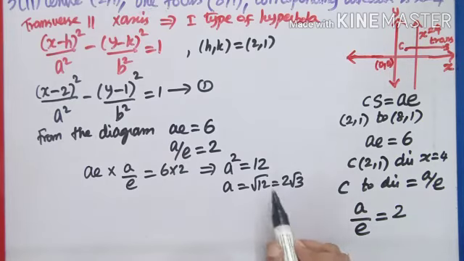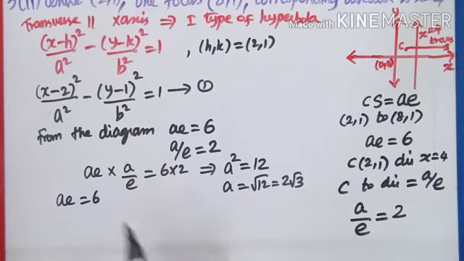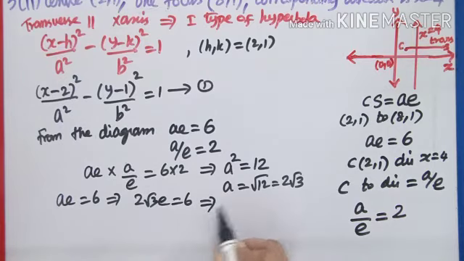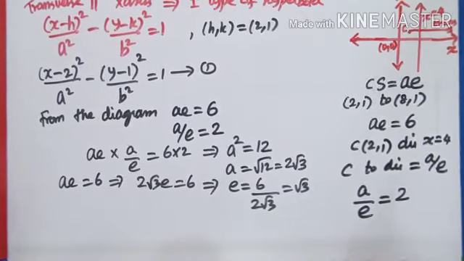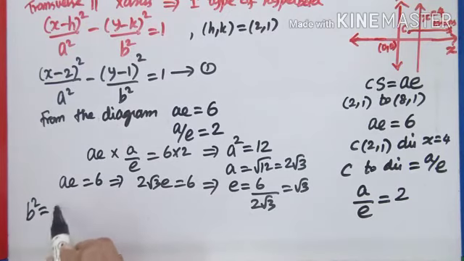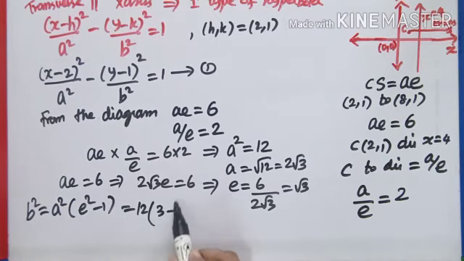Once I know A, put it back in this equation. So AE equals 6, or 2 root 3 E equals 6, or E is equal to 6 by 2 root 3. Cancel, it is root 3. So I know what is A and what is E. I have to immediately go on to B square. So what is B square? It is A square into E square minus 1. A square is 12, E square is 3, minus 1. 2 into 12, that is 24.